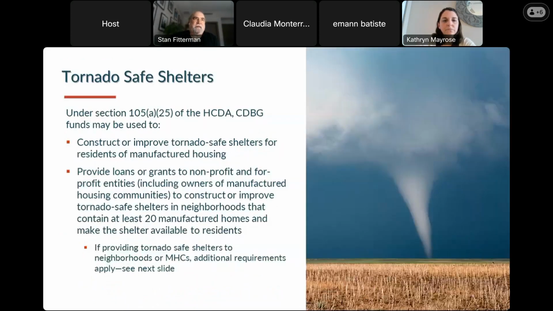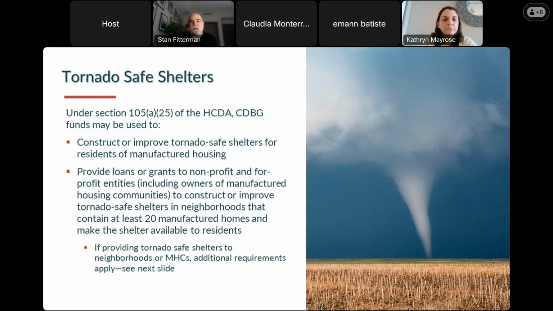Okay, all right, and I think this is the last thing I'm going to talk about before we have some grantees to talk. And this is tornado safe shelters. Now, under 105A of the Housing and Community Development Act, CDBG funds can be used to construct or improve a tornado shelter for the residents of a manufactured housing, with some caveats we'll talk about in a second.